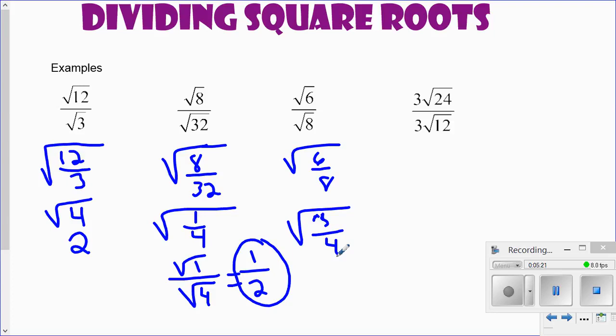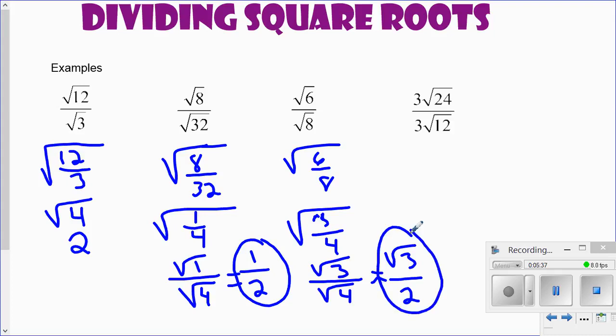Well, the square root of 3 can't be simplified, so I'll just keep it as the square root of 3, and I'll keep it as the square root of 4 for a moment, and then the square root of 3, and the square root of 4 is 2. So the square root of 3/2. Next one. So I see 3/3. Well, those factor out right away, and I'm left with 1s.